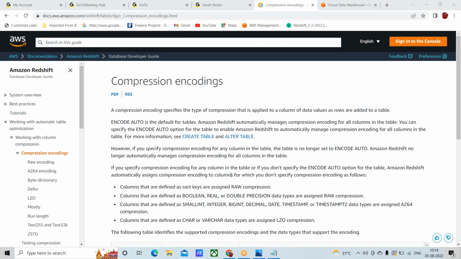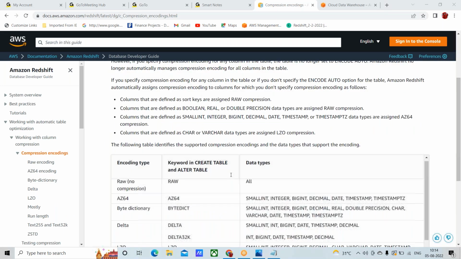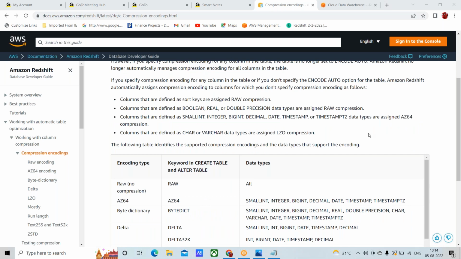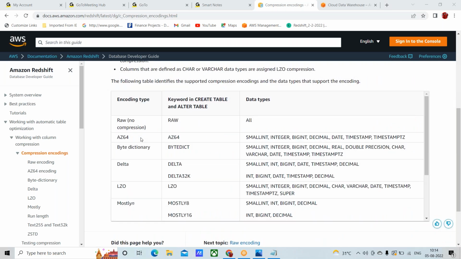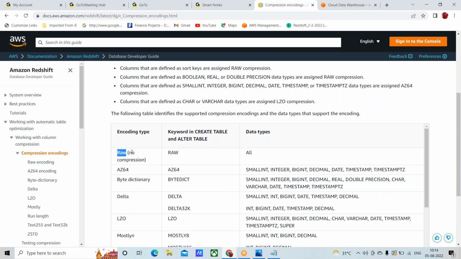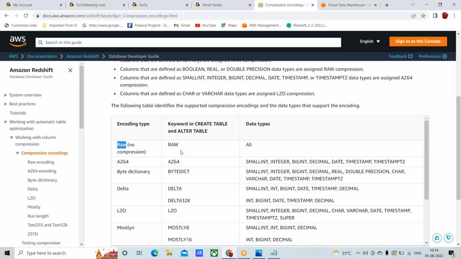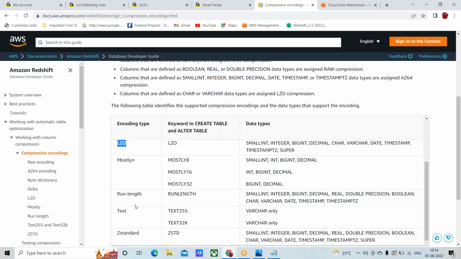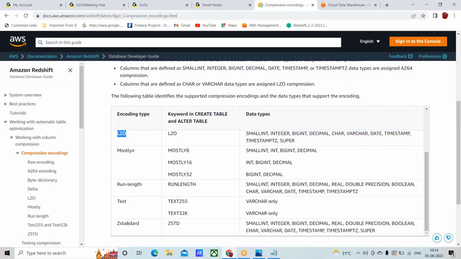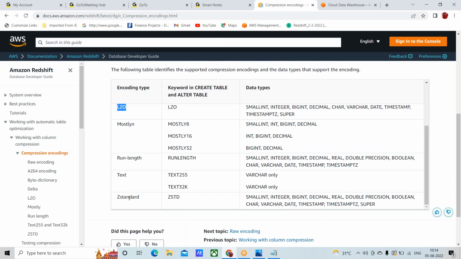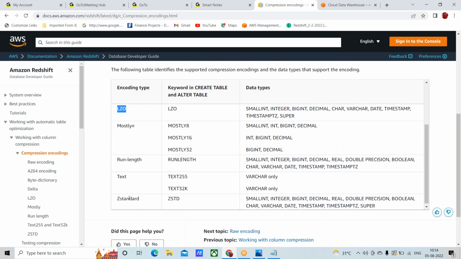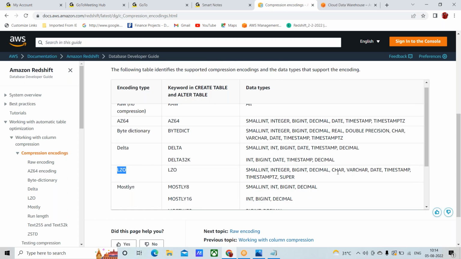The Redshift terminology is encode. So it's AZ64, yeah, this is what I was looking for. RAW means no compression. Generally every column is compressed, RAW means no compression. AZ64, LZO, ZSTD. But for most of them, earlier it was LZO: small int, integer, char, varchar, timestamp and all.